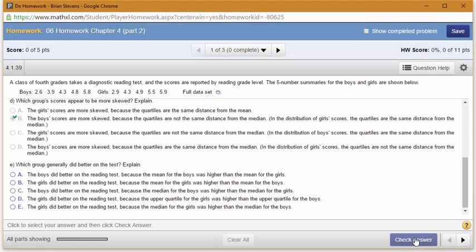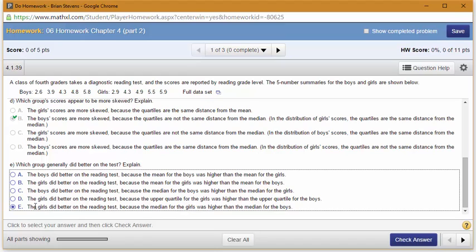Which group generally did better on the test? So I would go with the girls, and we really have the median right here to judge by. The median for the girls was higher than the median for the boys. And when we talk about general, because the data is a little bit skewed, we want to use the median. And we only have the 5-number summary here, so let's go with that. The girls did better because their median is higher than the boys' median.